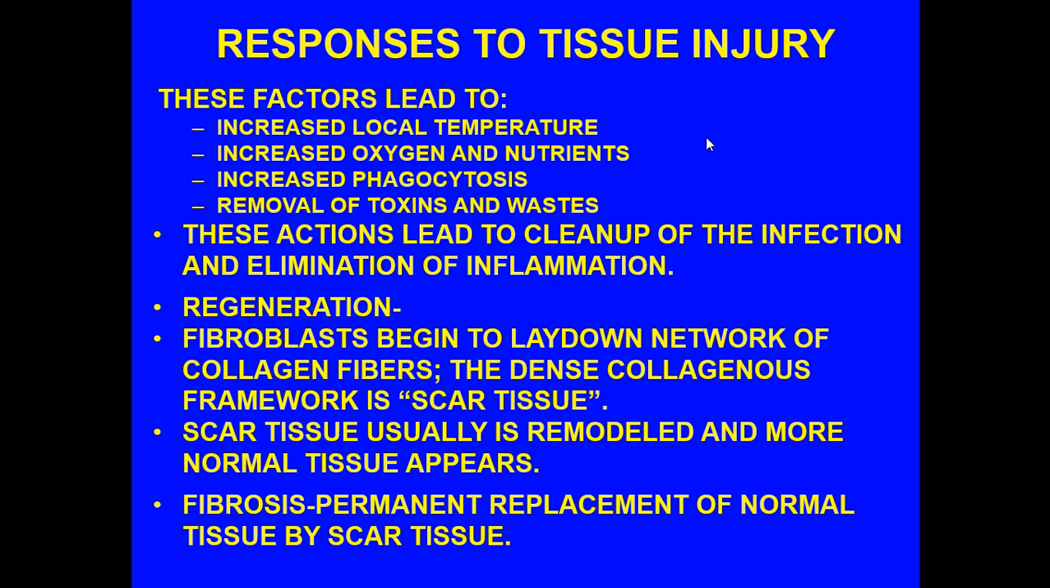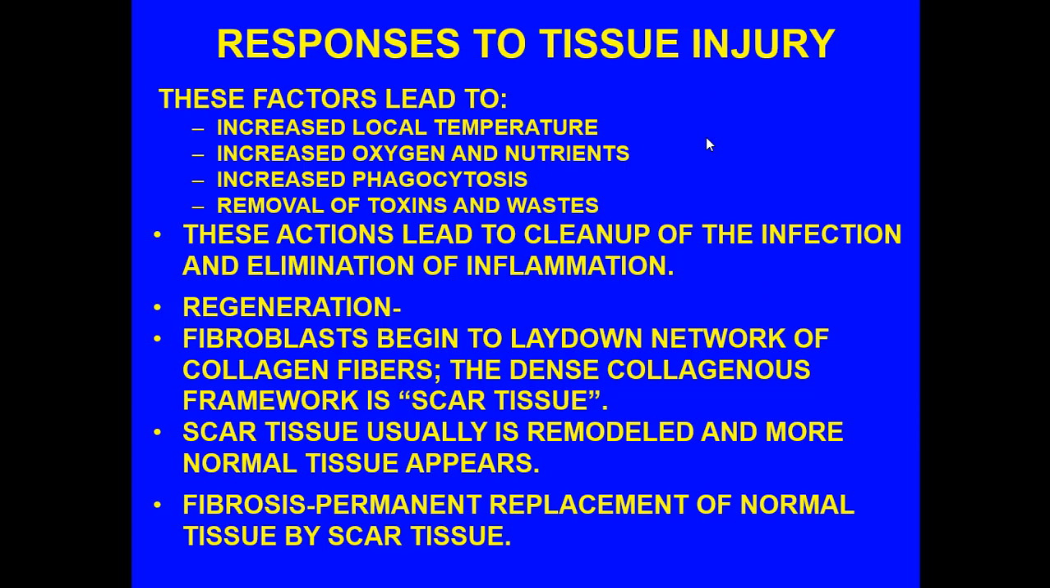Now, these factors lead to several things. When you increase the blood flow, you're going to have an increase in local temperature. You're also going to have an increased oxygen and nutrient supply there. That's important to begin the process not only of fighting off infectious agents, but eventually repair. You're going to have an increase of phagocytosis. A lot of times that's going to be through macrophages and a variety of other cells. They're going to be fighting off the pathogens that are infecting because of this breach in the tissue. You'll also have removal of toxins and wastes.